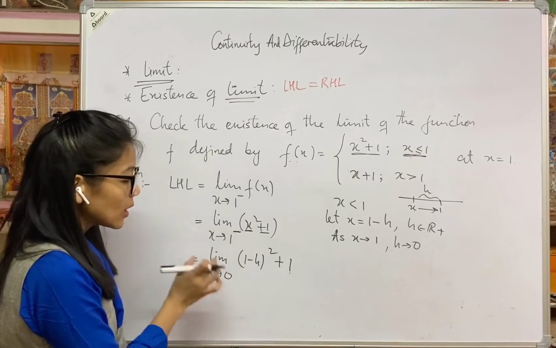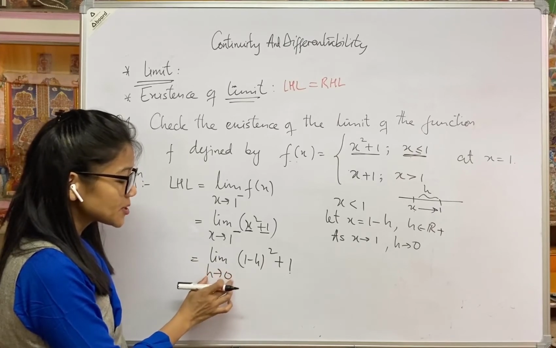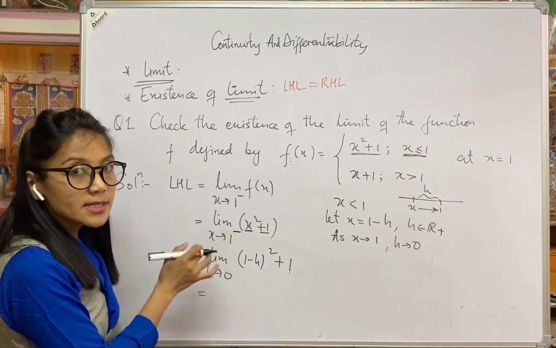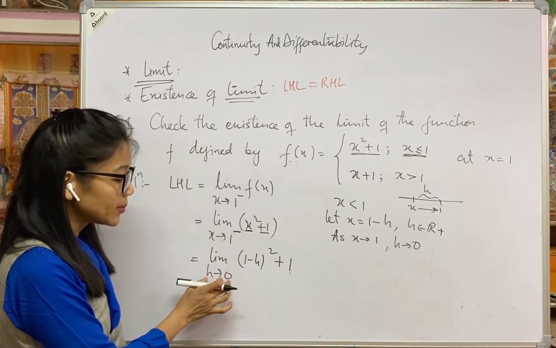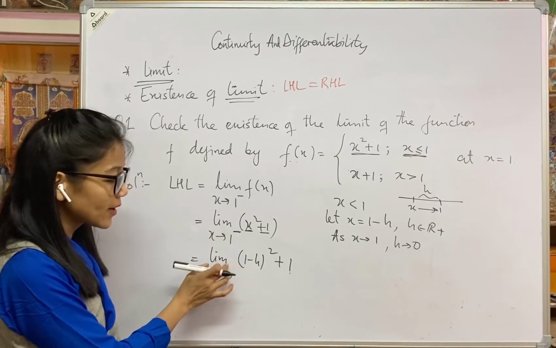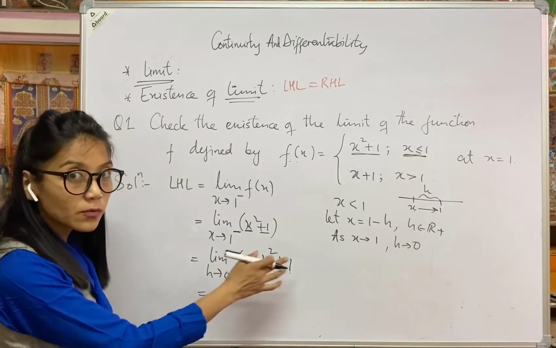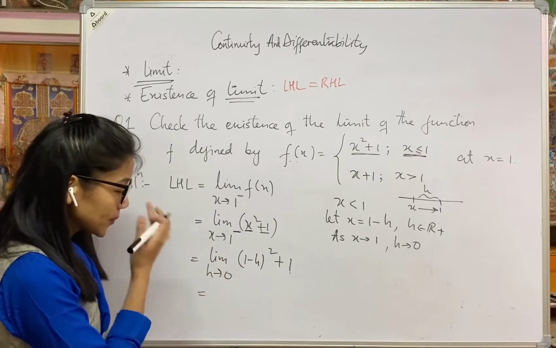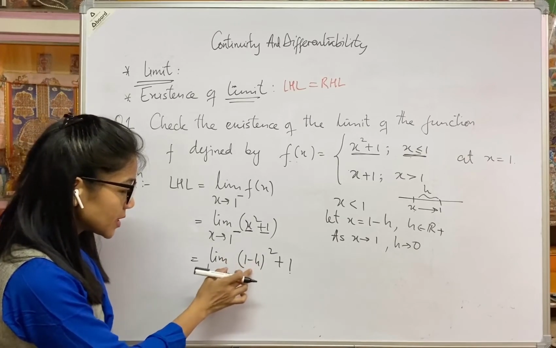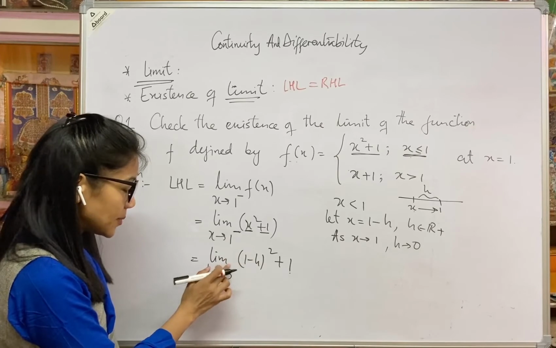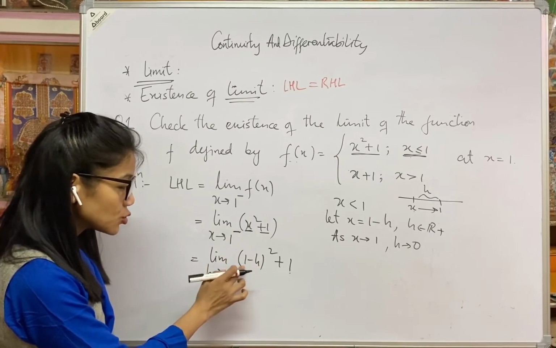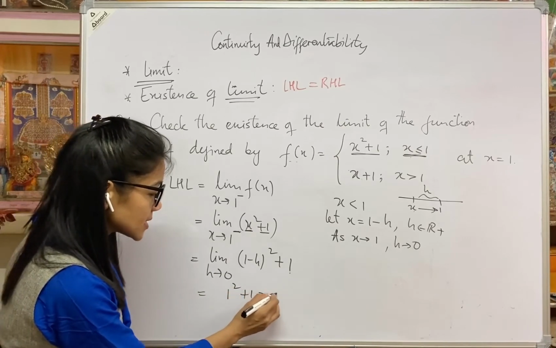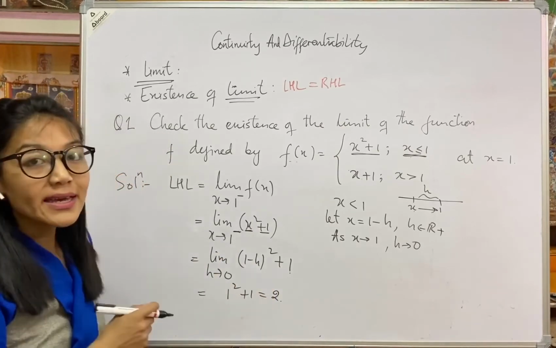So what do I get? Now always remember that when you substitute the limit point, then you will stop writing this limit. Till you are substituting the limit point in the variable, you have to continue writing the limit of the function as h tends to 0, or whatever limit point you are given. Now when you substitute 0 here, you will not write a limit. So 1 minus 0 whole square, that is 1 square plus 1, which equals 2. Now this is my left hand limit.